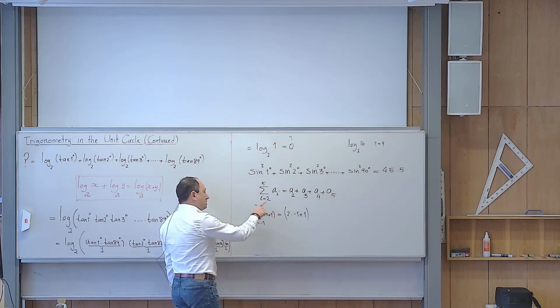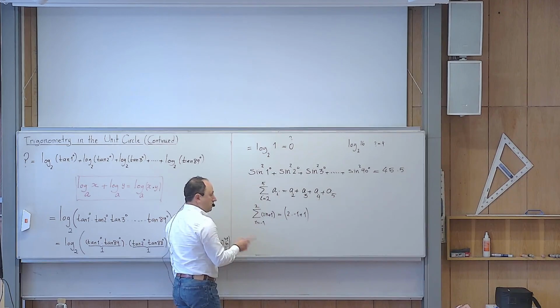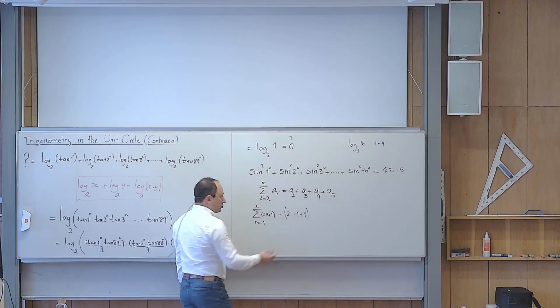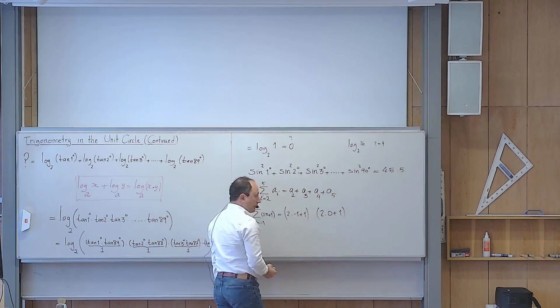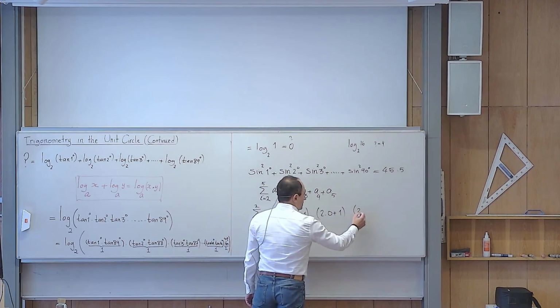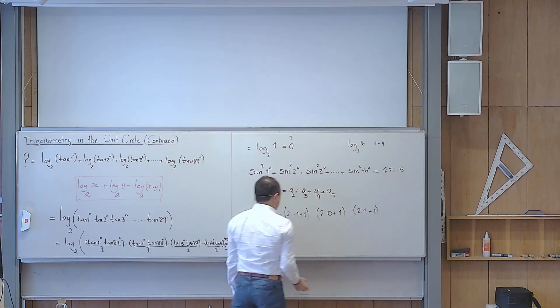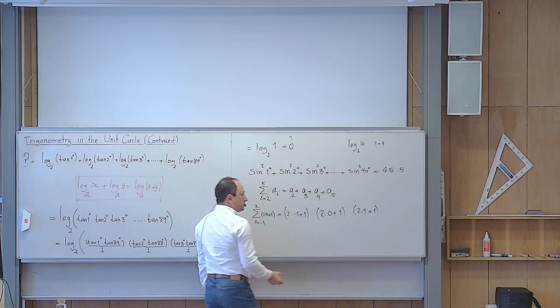Then I replace it by the next integer. What is after -1? 0. So this becomes 2 times 0 plus 1. And then I replace it with 1. And then I replace it finally with 2.